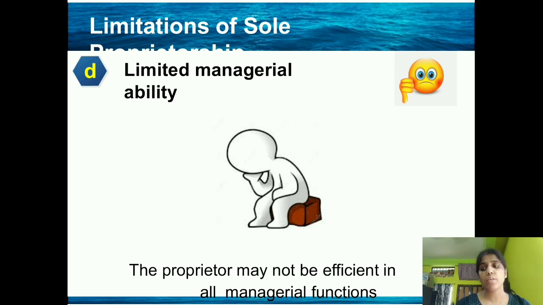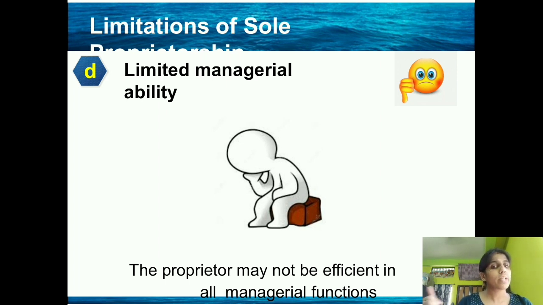I hope you have understood what is sole proprietorship, what are the features of sole proprietorship, what are the advantages and disadvantages of having a sole proprietorship. So these were your 4 limitations of sole proprietorship. Please go through all the points nicely.